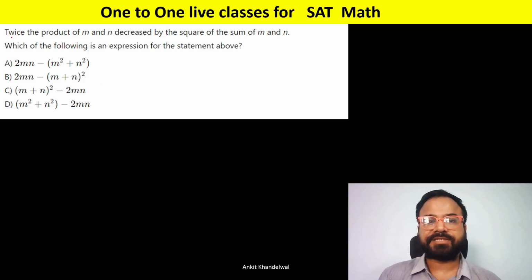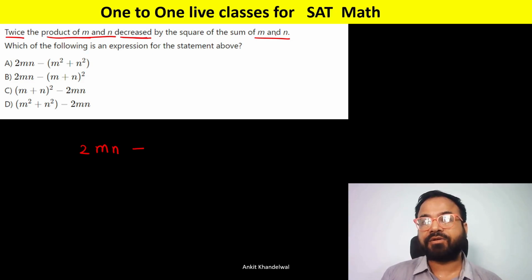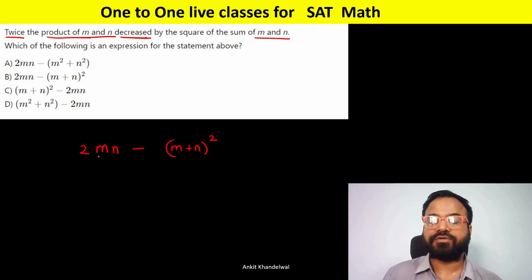First statement says, twice the product of m and n decreased by the square of sum of m and n. Which of the following is an expression for the statement above? So twice the product of mn. When we say product of mn means m times n. We are doing twice of it, so 2 times of this. This is decreased. Decreased means minus by the square of sum of m and n. So first we will do the sum of m and n, and square of it means power 2. So 2mn minus (m plus n) whole square. If you look at the options, option B is the correct answer for this.